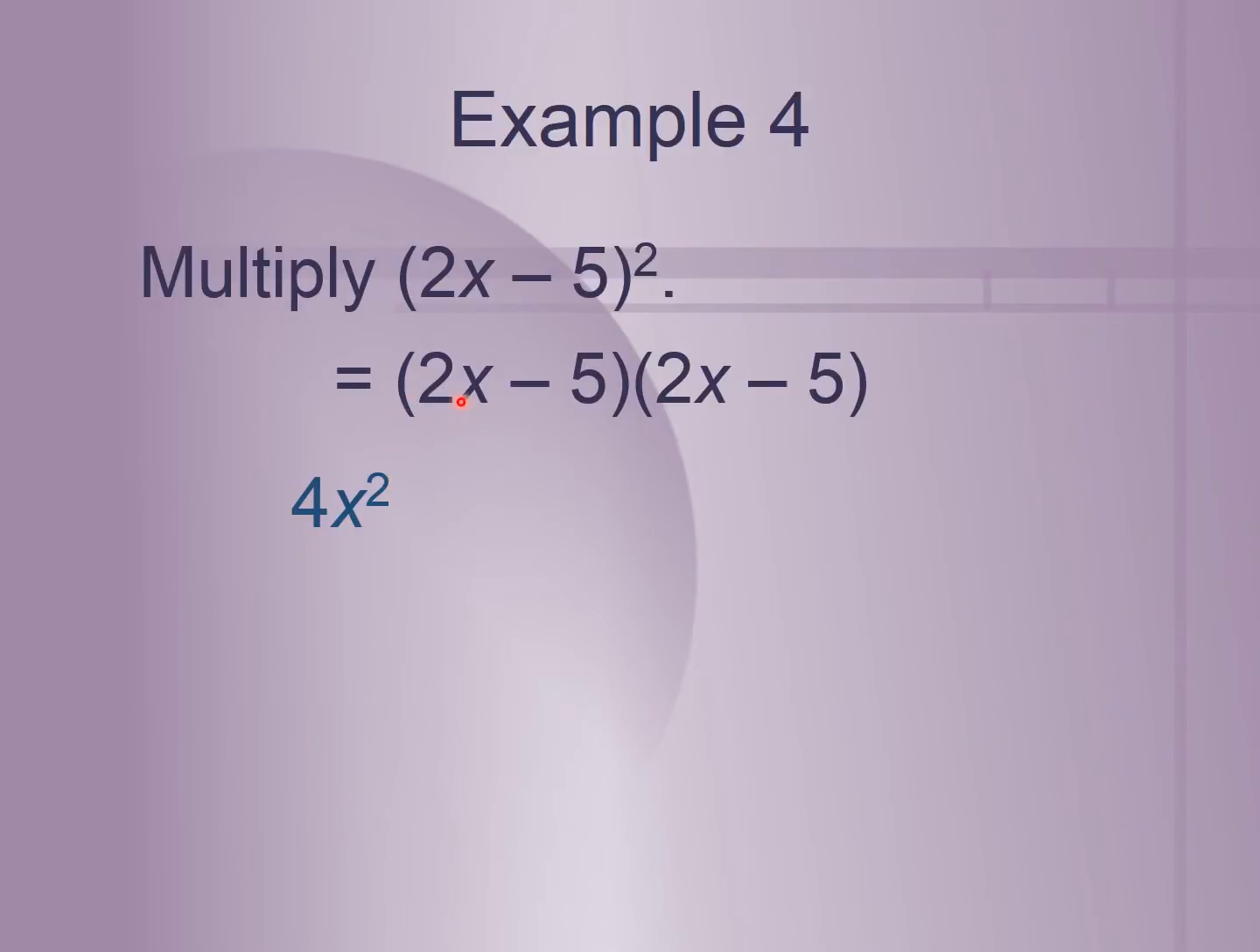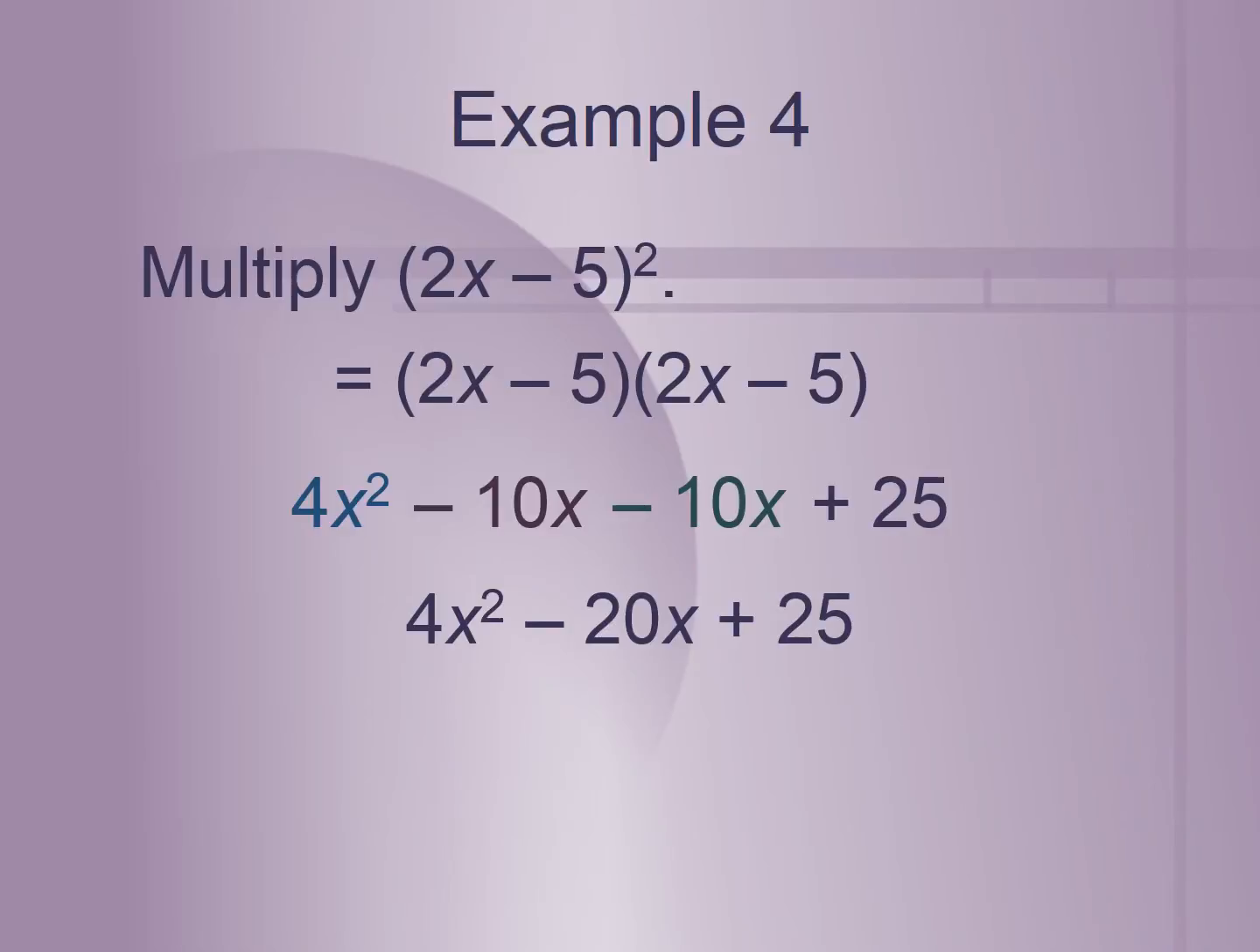2x times negative 5 becomes negative 10x. Then we'll do our inner terms. Negative 5 times 2x is negative 10x. Then we'll do our last terms. Negative 5 times negative 5 is positive 25. Then we'll combine like terms. Negative 10x minus 10x becomes minus 20x. So now we have 4x squared minus 20x plus 25.